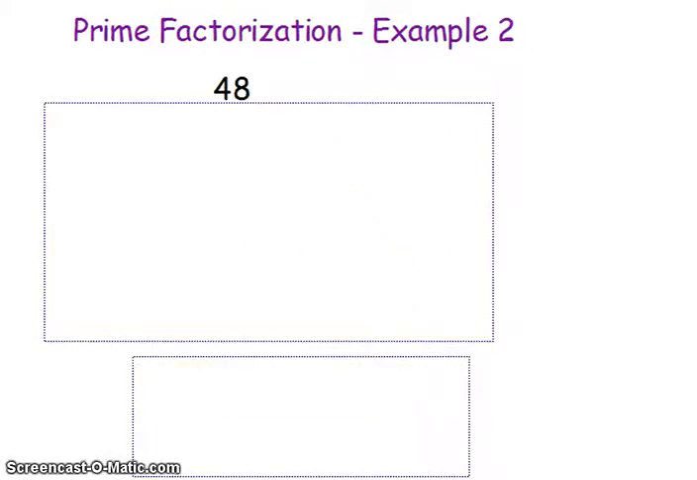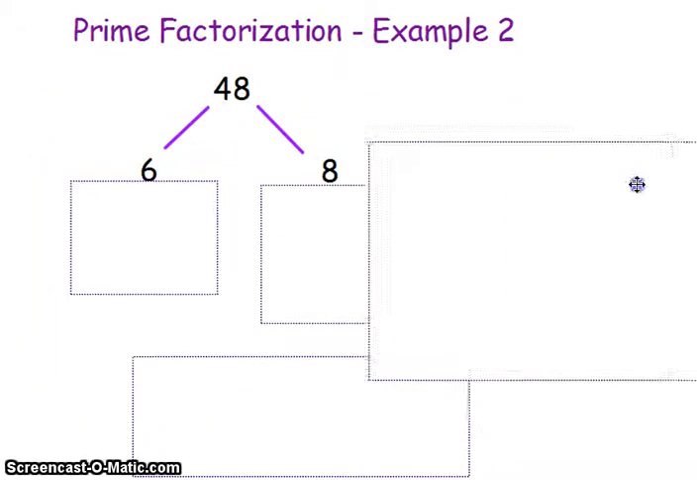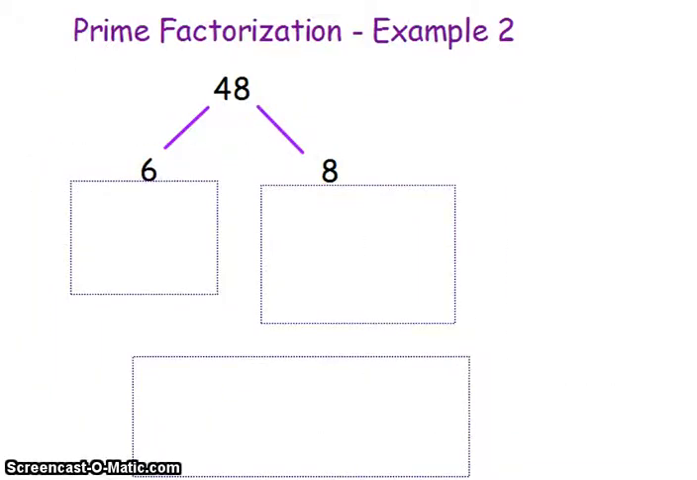Okay, now we're going to look at the number 48. What two numbers multiply together to get 48? Well, like 12, we have a couple different options. 6 times 8, 4 times 12, 2 times 24. I chose to start with 6 times 8, but you can do any of the others and you will still come up with the same answer.